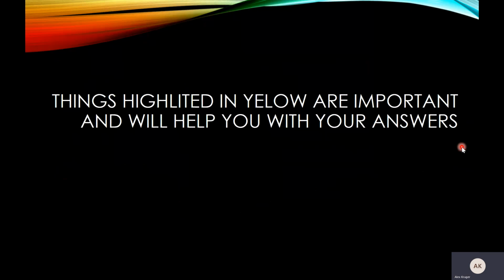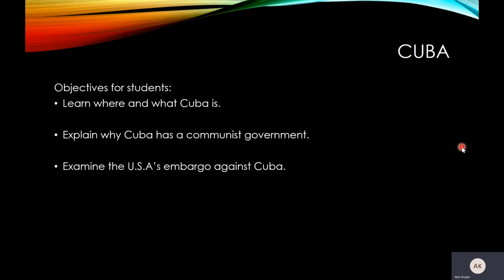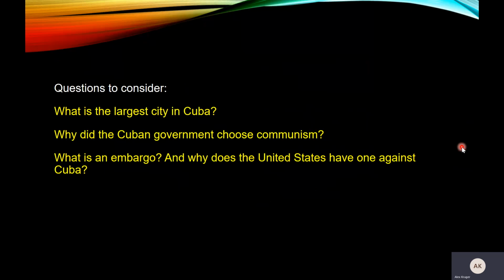So the geography and the history of Cuba. Things highlighted in yellow will help you with your answers. They're important. Skip that part. So the objectives for you students is that you will learn where and what Cuba is. You'll be able to explain why Cuba has a communist government and examine the US of A's embargo against Cuba, our country's embargo against Cuba.